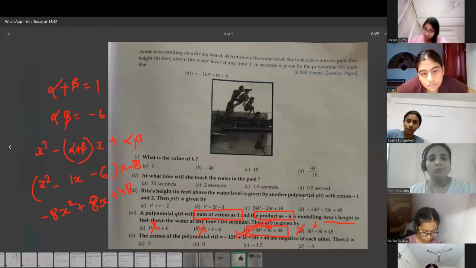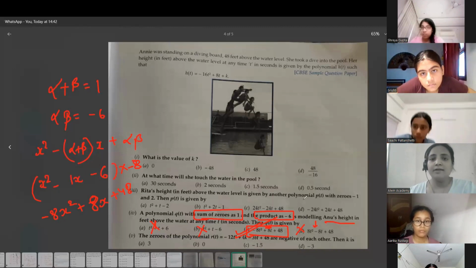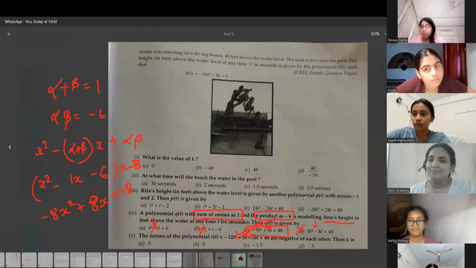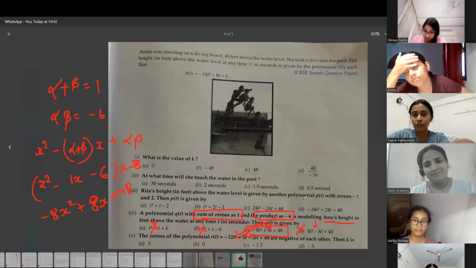Did you people do any question of this sort in your NCERT? No, ma'am. We did this in a worksheet, but not in NCERT.